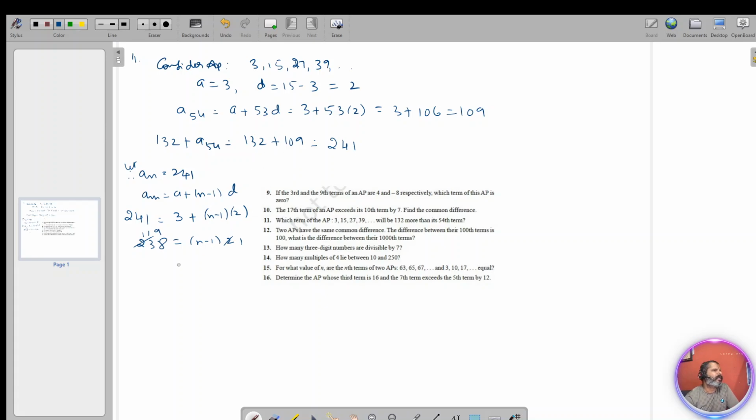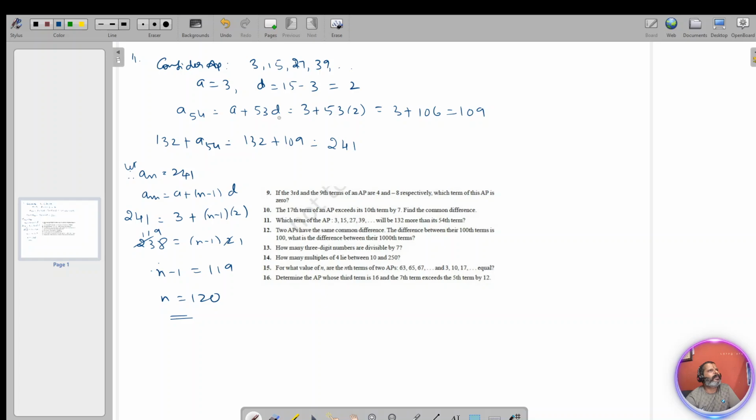241 minus 3 is 238. 2 ones are 2, 2 19s. What does it come? n minus 1 is equal to 119. n is equal to 120. But I feel it is wrong. Did I calculate somewhere wrong?